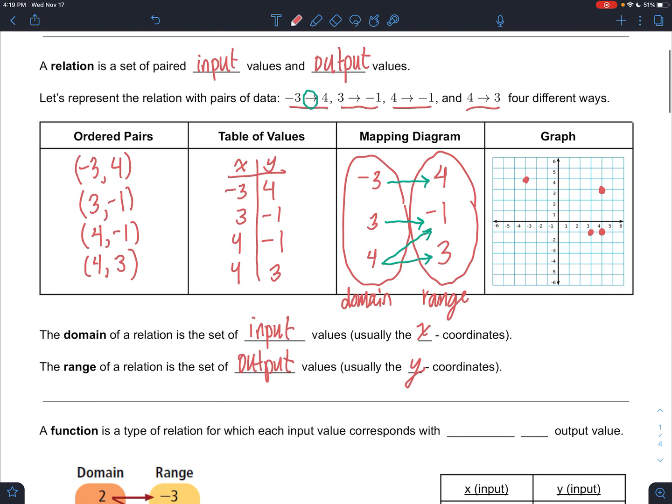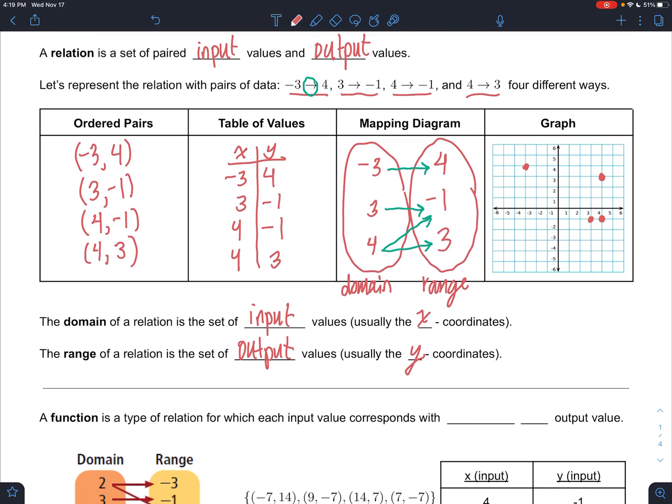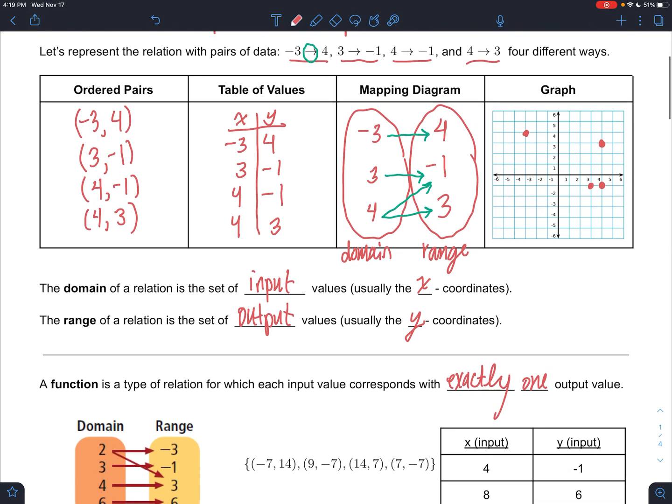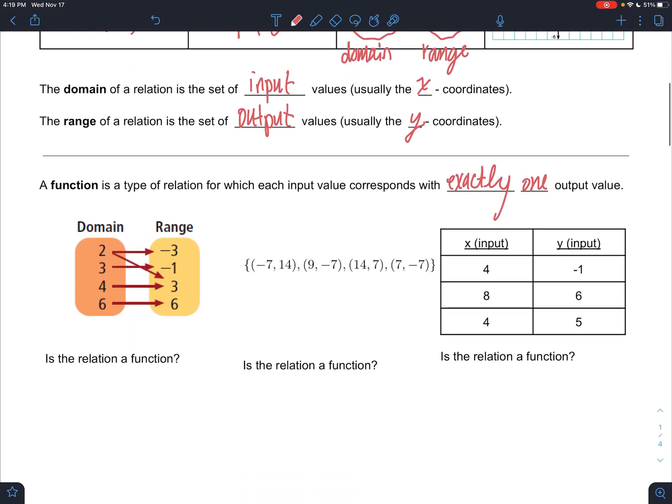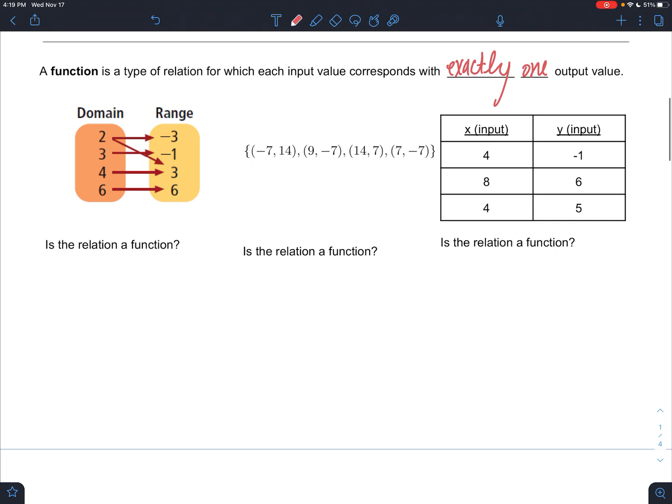Okay, so those are relations, but a function is a special type of relation where each input has exactly 1 output value. Let's look at some representations and see what is a function and what isn't a function.